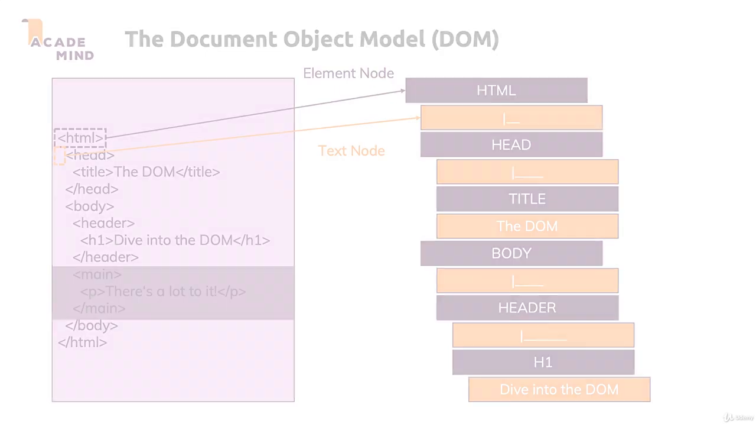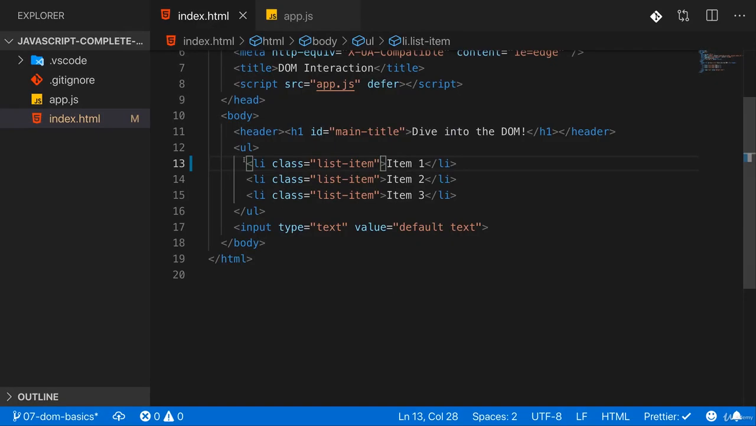So therefore, actually in our HTML code, here of course I also have a bunch of white space in front of the body, in front of the header, and of course also in front of the list item here. I also have a line break between the unordered list and the list item.